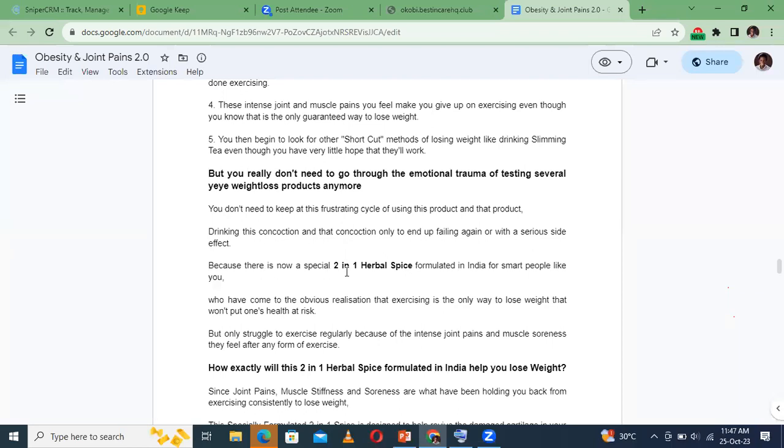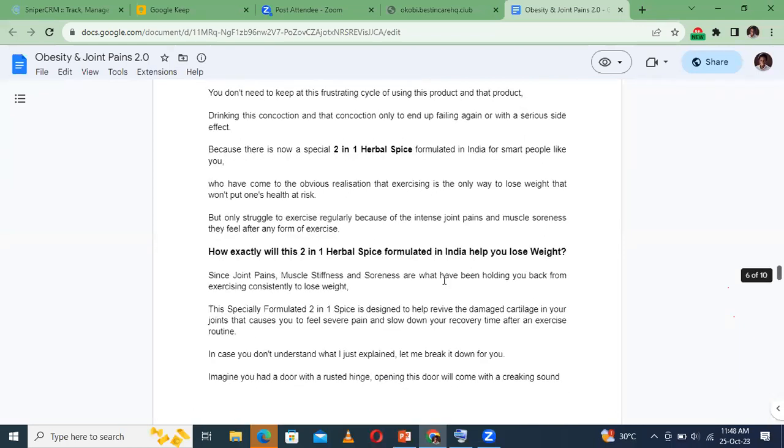So because there's now a special 2-in-1 herbal spice formulated in India for smart people like you who have come to the obvious realization that exercising is the only way to lose weight that won't put one's health at risk, but only struggle to exercise regularly because of the intense joint pain and muscle soreness they feel after any form of exercise. This is number 7. We've introduced number 7 fully. So how exactly will this 2-in-1 herbal spice formulated in India help you lose weight?